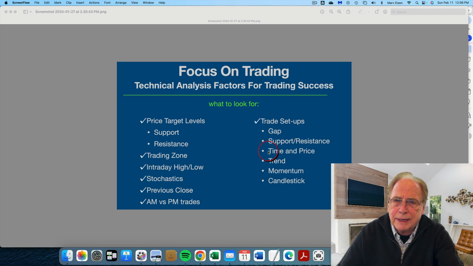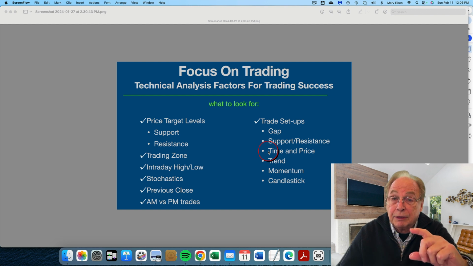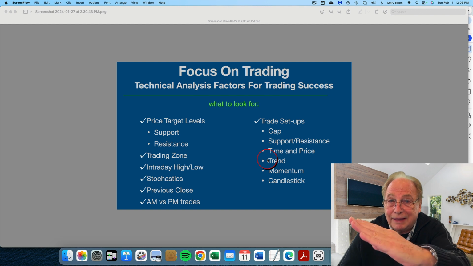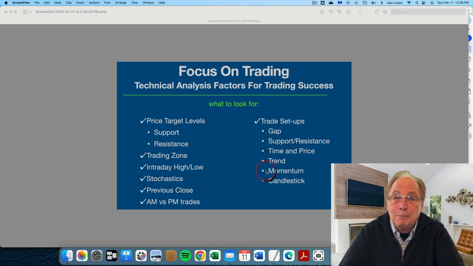Time and price trades are also dependent on numbers. The market trading within a certain number of points over a certain period of time. The trend trade is also dependent on numbers, and that number is a line that prices trade along. Then there's the momentum trade, which isn't really a numbers trade because it's very difficult to anticipate when a momentum trade is going to start and end.